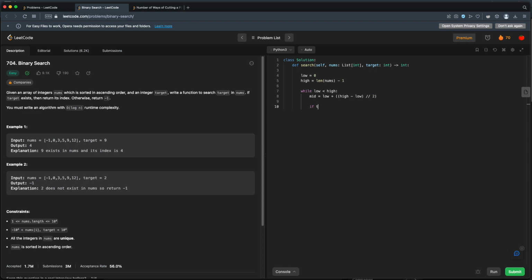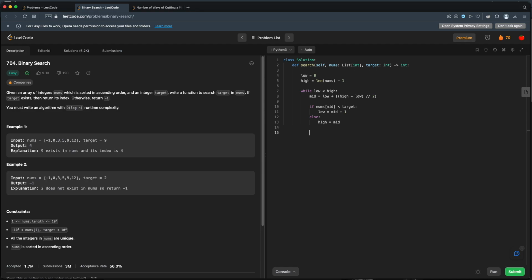All right, now we check our midpoint. I'm going to say if the midpoint is less than the target. I think that's easier. So if the num at our midpoint is less than our target, that means we know the target has to be between the midpoint and the high range. So we can adjust our low up to our midpoint plus 1. We know it's not at the midpoint because the target is greater than the midpoint. Otherwise, we know that the target has to be somewhere between 0 and our midpoint. So we adjust our high down to our midpoint.